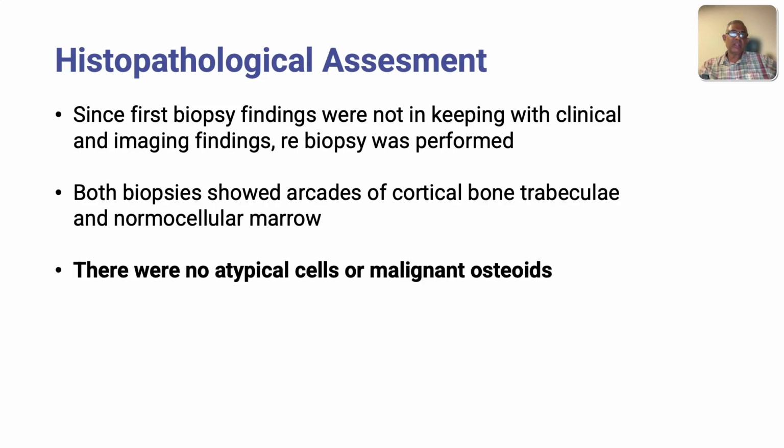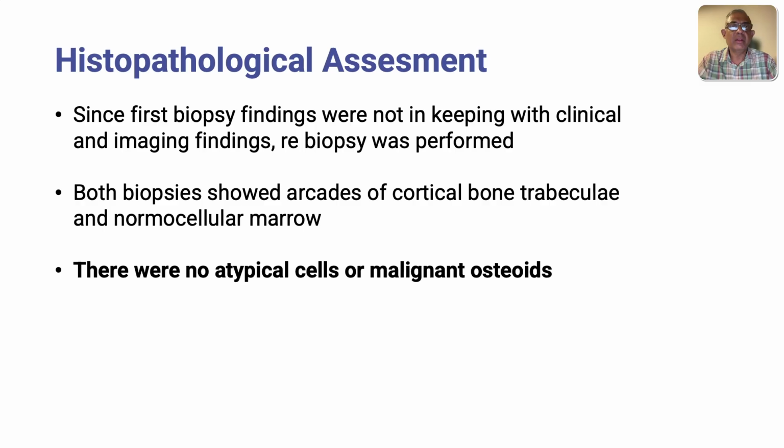So we did histopathological assessment. The first biopsy was a needle biopsy, which was not in keeping with clinical and imaging findings. It was, of course, not in keeping with Ewing sarcoma, and therefore there was a request to do a rebiopsy, and we had to do an open biopsy at that time. But both biopsies showed arcades of cortical bone with trabecular and normal cellular bone marrow, and there were no atypical cells or malignant osteoids in both biopsies.